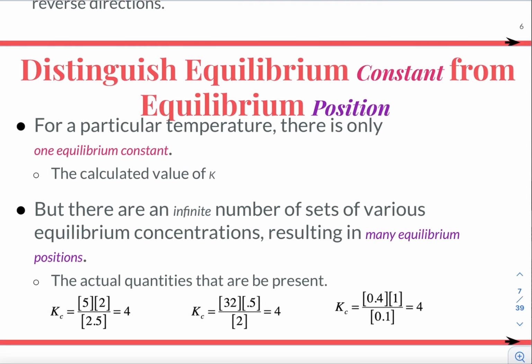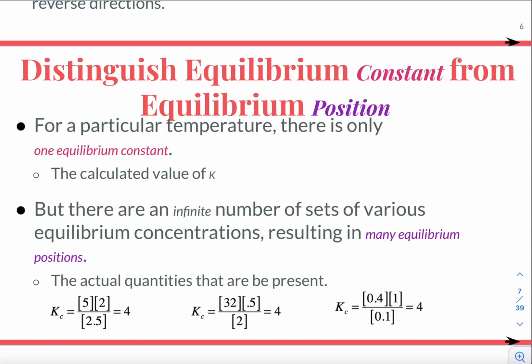All right, so let's talk a little bit about position versus the constant itself. Okay, so for any particular temperature, as we said, temperature is the only reason it varies. K is going to be the same for that reaction. But there are an infinite number of different concentrations that could get there. Okay, so equilibrium position is different from the equilibrium constant. Equilibrium position, if we were asked that, which you really won't be, but if you hear that phrase, it's talked about, we mean the concentrations, okay?